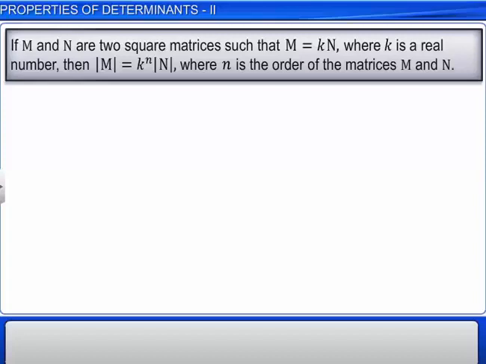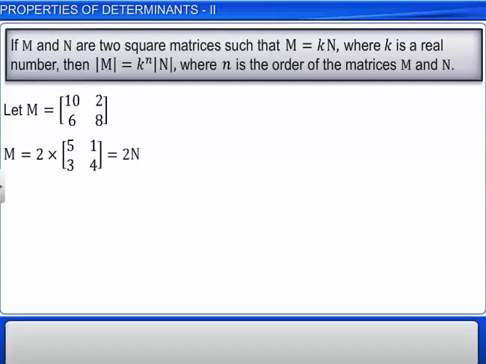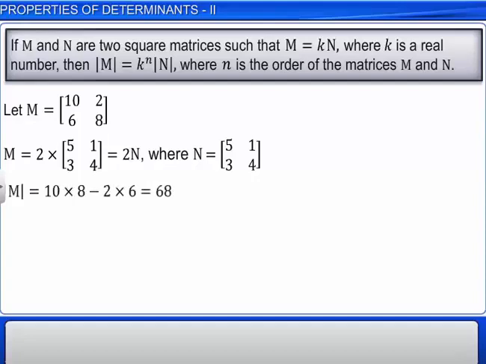Let us apply this result to a matrix M. It can be written as 2 times matrix N, where N is a matrix with the entries 5, 1 in the first row and 3, 4 in the second row. On evaluating, determinant M is equal to 68. And on evaluating determinant of N, we get 17. Observe that determinant M is equal to 2 squared into determinant N. This verifies the result.